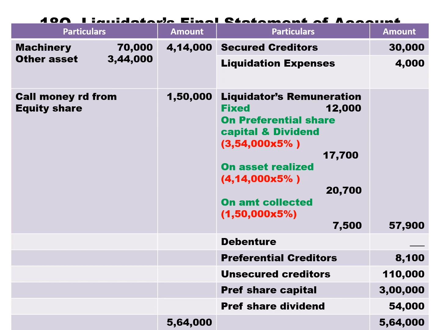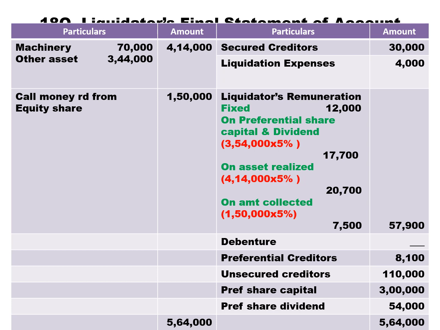And on amount collected, how much he collects? 1,50,000, which appears in receipt side. Look at the receipt side, call money received from equity shareholder 1,50,000. He collects this amount, and on it 5% you get 7,500. But this 1,50,000 into 5%, 7,500, keep it pending. How you get 1,50,000, I will explain at the end of the question. For the time being, keep it pending.